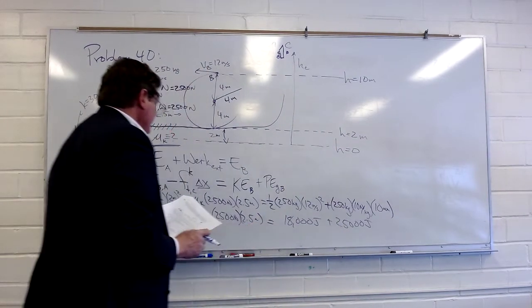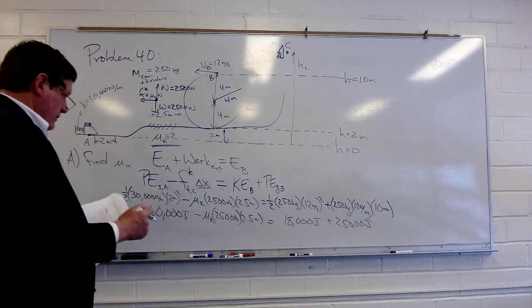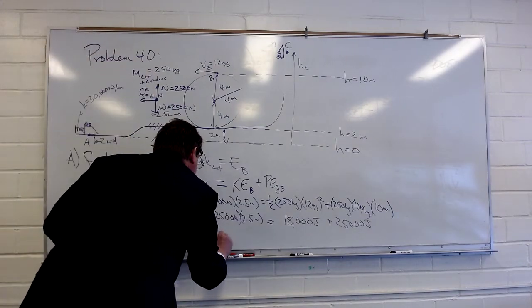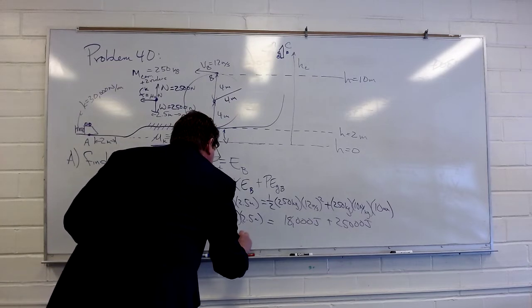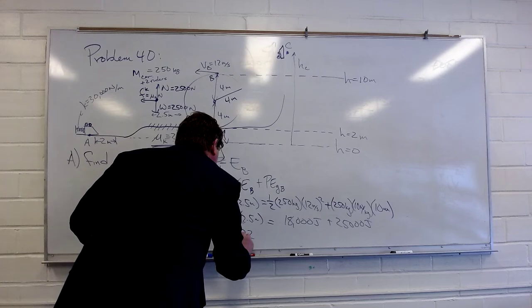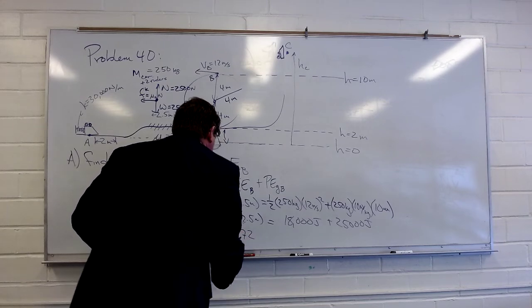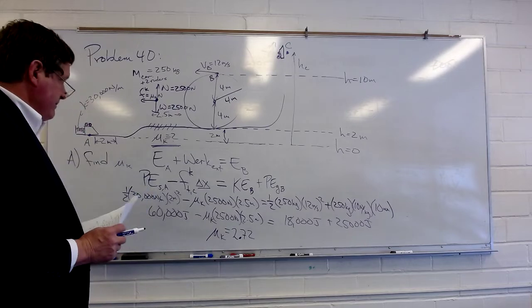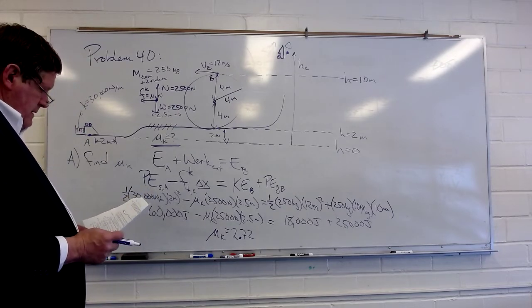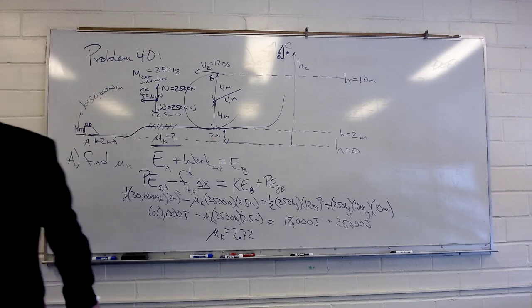Okay, so when I solve that for mu sub k, I'm not going to drag you through the algebra, but we get a fairly steep 2.72. And remember, our mu sub k values are pure numbers. They don't have any units. Well, that's part A.